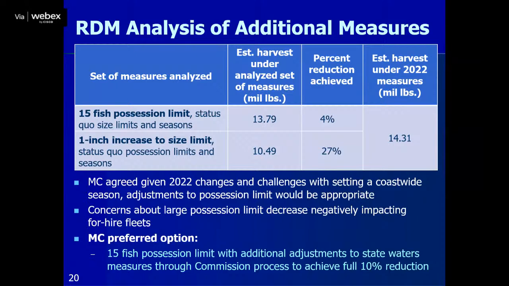So we would just have to decide today what the federal measures would look like, and then states would go through the commission process and implement any additional adjustments to their measures through that commission process. So it could look in some shape or form like this. We just won't have what percent reduction that would achieve.